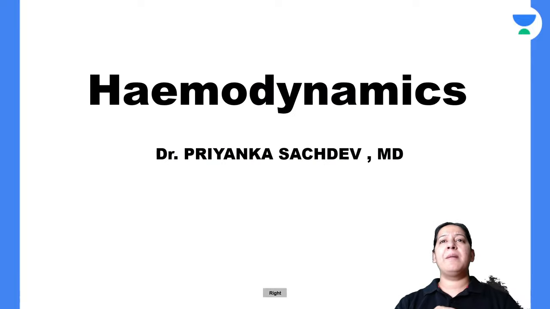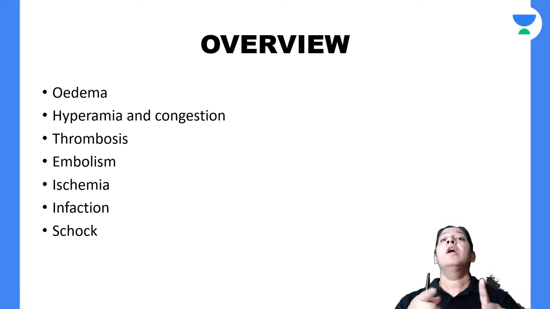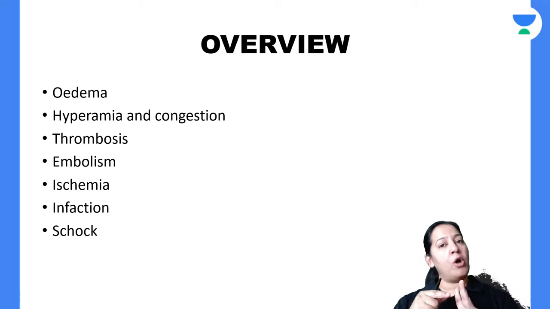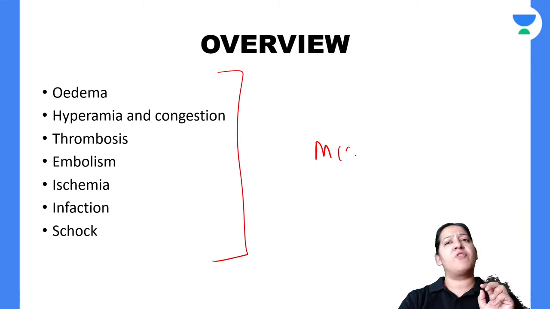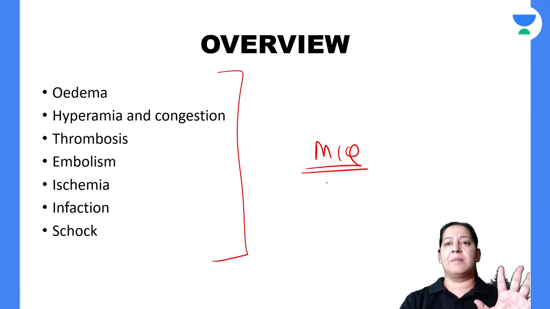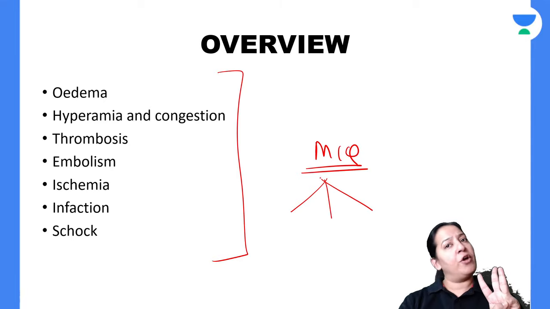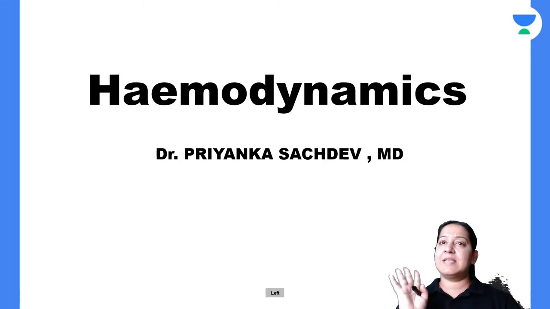In hemodynamics, I am going to cover these topics. These topics are ultra important for university exams of second prof MBBS students in pathology, not only in university exams, but also for all competitive exams. Many MCQs come from these topics in all competitive exams, whether you talk about NEET PG, FMG, INICET, or whether you talk about NExT. So the weightage of this topic, that is hemodynamics, is very high.